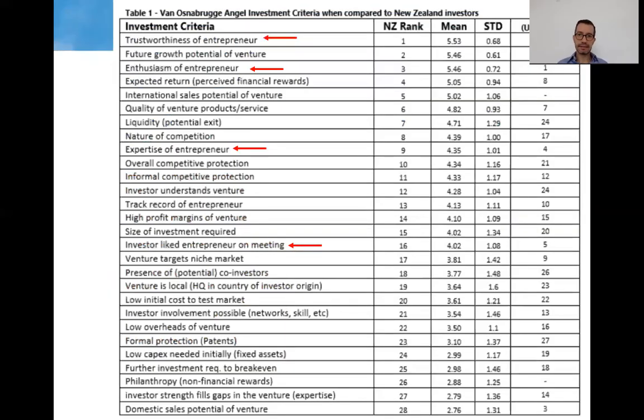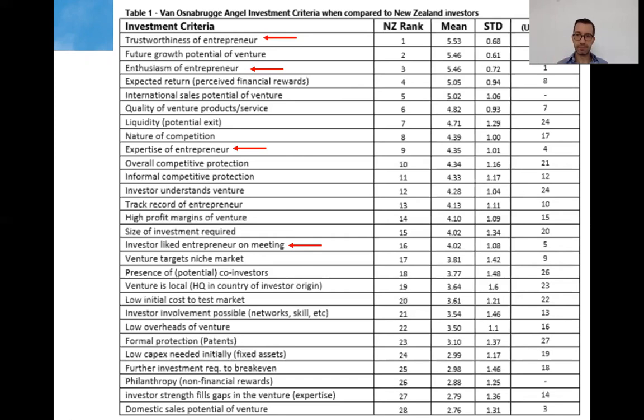This slide is an interesting slide because it gives you a ranking of all the things that the venture capitalists are looking at in a proposal. And also it compares it to the New Zealand ranking. So here you can see you have the New Zealand rank, and then here you have the US rank. They are more or less overlapping, so there are not huge differences. And with the red arrows here, I'm pointing out, again, how important the entrepreneur and the team are.